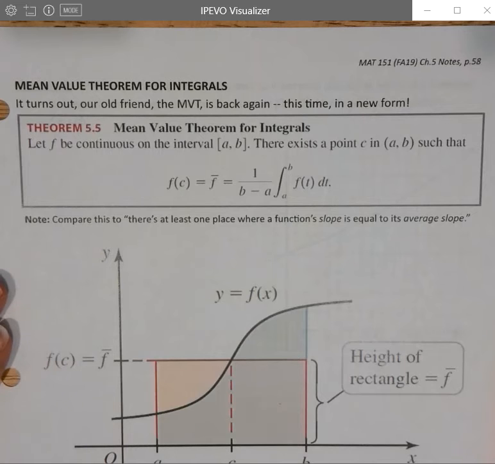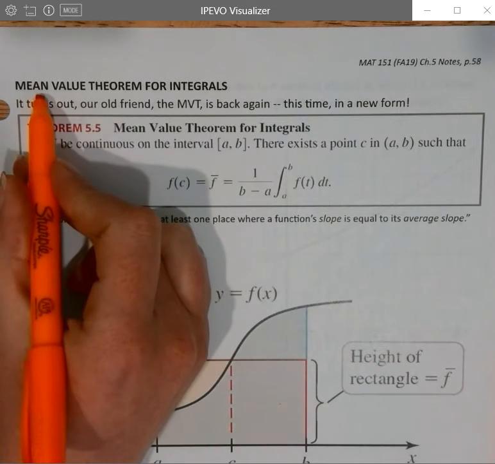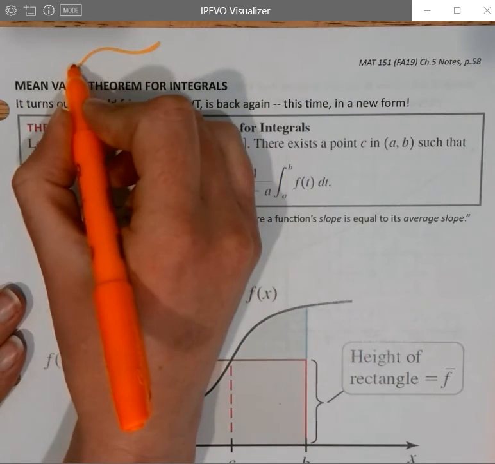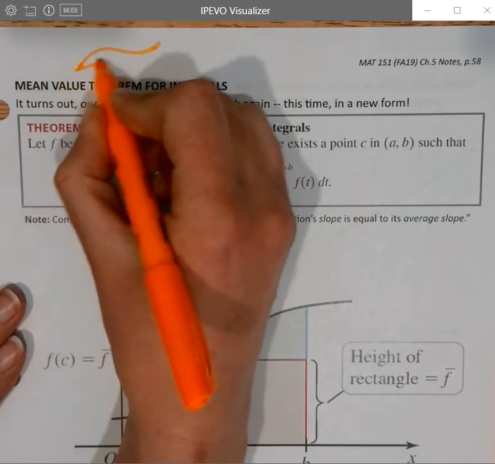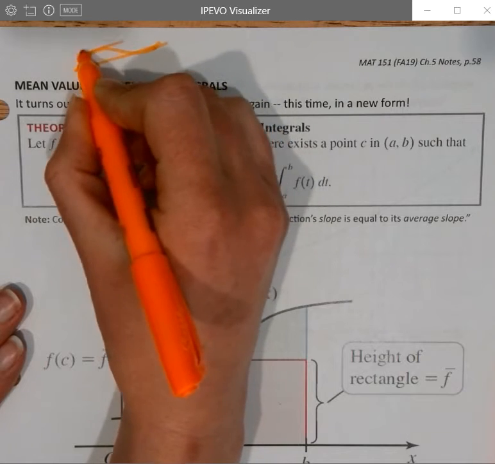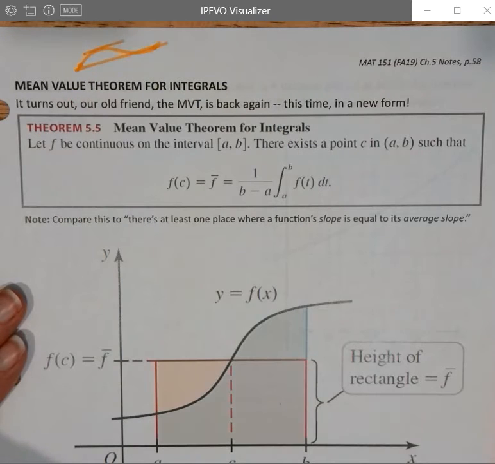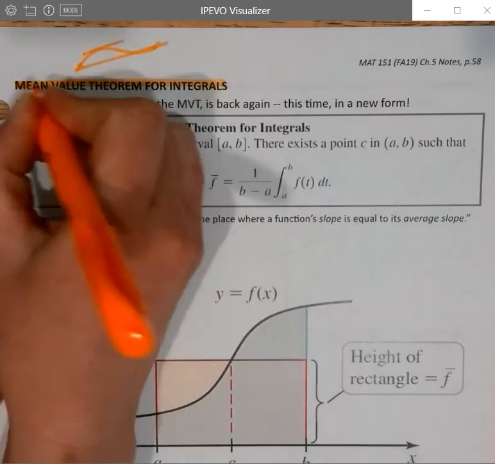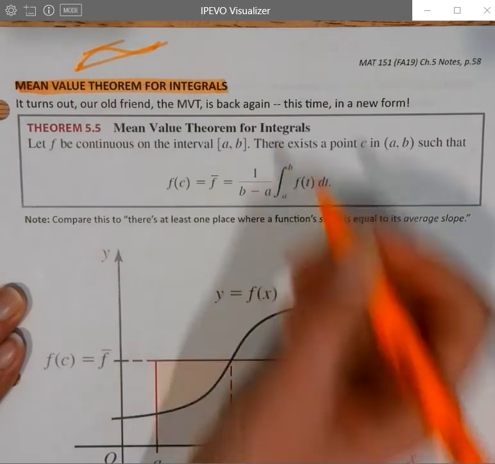If you recall, the mean value theorem for derivatives stated that if you had a continuous curve, at any point between them you were going to have the secant slope realized at a certain point by the tangent slope. That was the mean value theorem that we saw before for derivatives. Now we're looking at the mean value theorem for integrals, for integration.